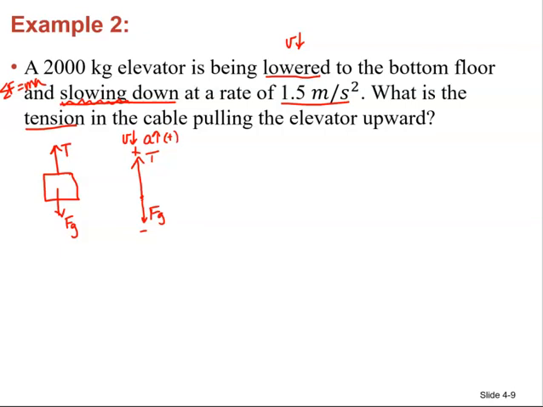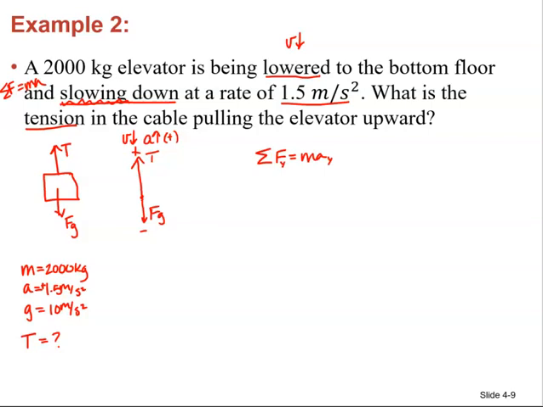So now what do I know? I know my mass is 2,000 kilograms. I know that my acceleration is 1.5 meters per second squared, and again we just decided that's positive. I know g is 10 meters per second squared, and I know I'm looking for tension. So this time, when I start my net force equation, I'm going to start with Newton's second law. The net force is equal to ma. Again, I'm doing everything in the y direction.